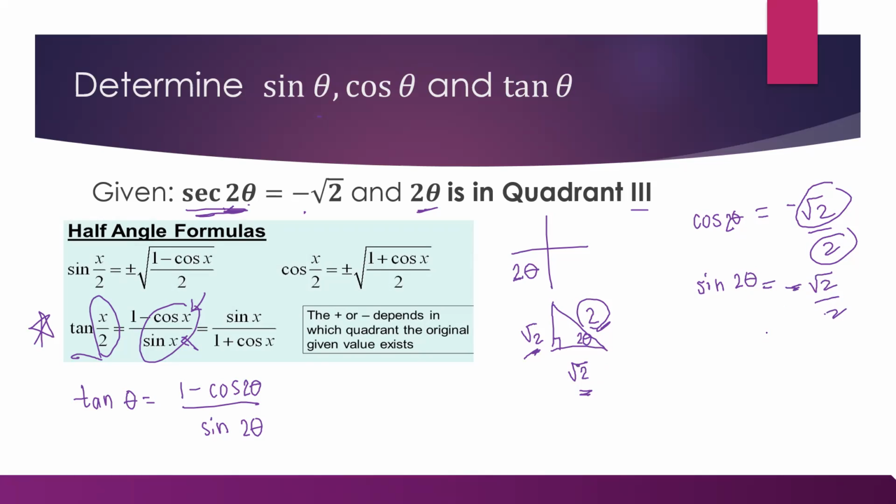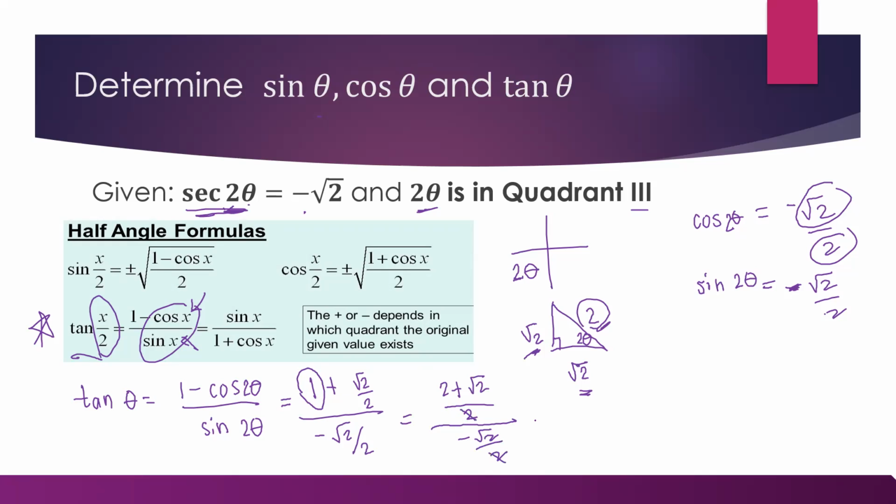So, it is negative. Let's plug it in here. We can now get tangent theta: 1 minus cosine. So that would be 1 plus square root of 2 over 2. Then the denominator will be negative square root of 2 over 2. Diba? We have no radical. So, we will make the 1 into 2 over 2, so they become similar fractions. That would be 2 plus square root of 2 all over 2, all over negative square root of 2 over 2.